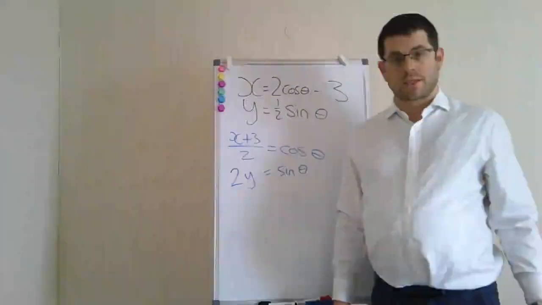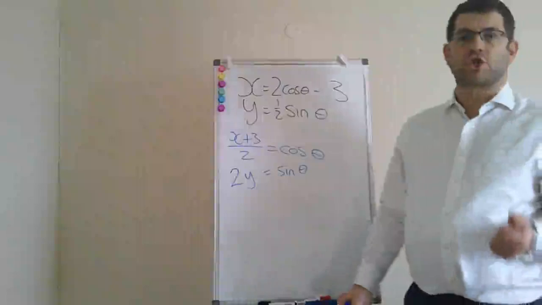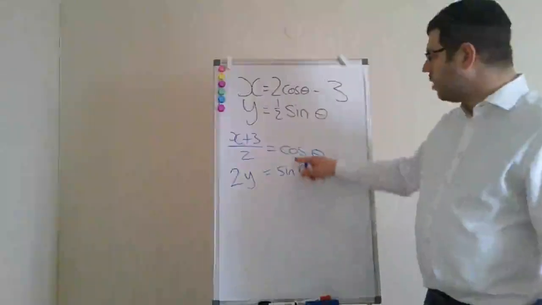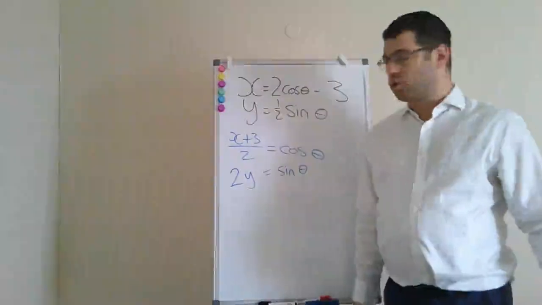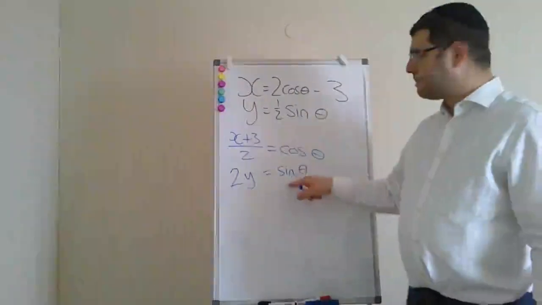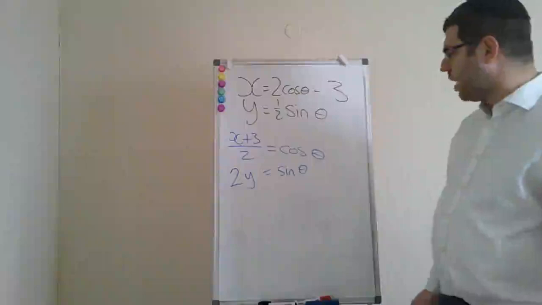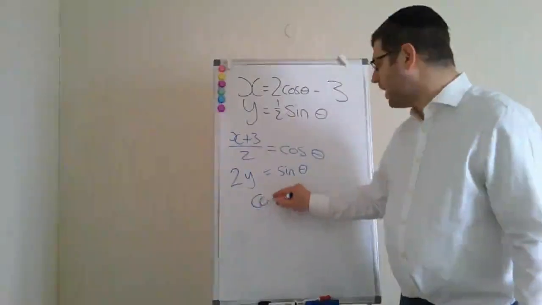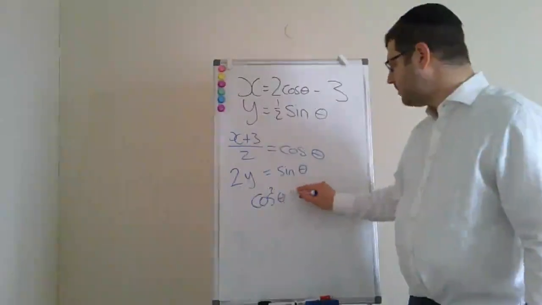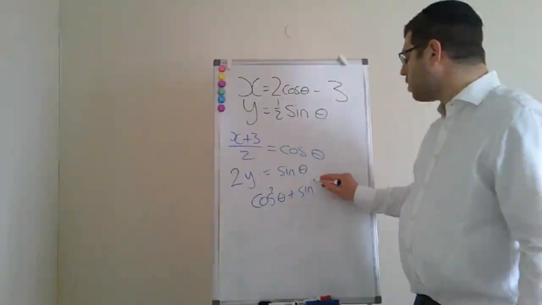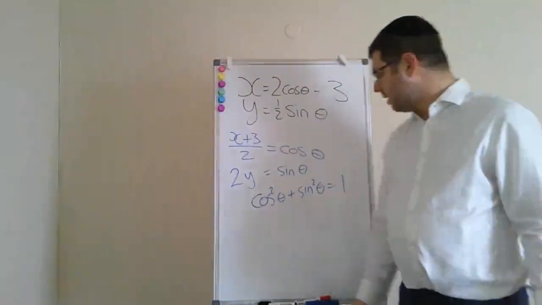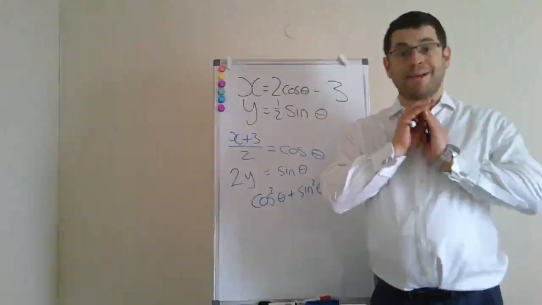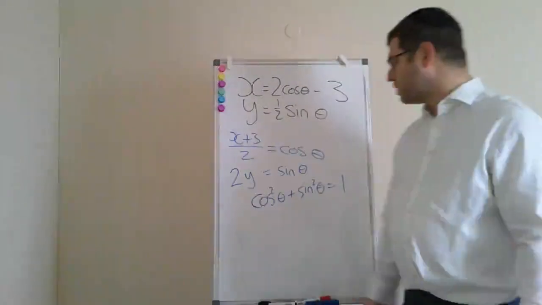So what we need to ask ourselves at this point is which trigonometric identity relates cos and sine? Well, it's the very first one you learn in the A-level course. Cos squared plus sine squared is equal to 1. So what we should do is write that down and fill in corresponding expressions for cos and sine, and then theta will completely vanish altogether from the equation.